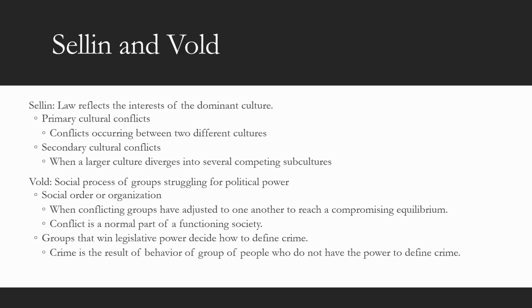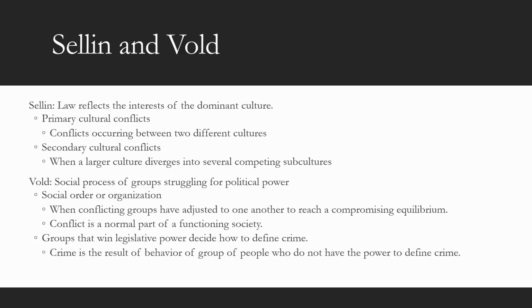So what Wald did was he said, you have groups, whether they are cultural groups or special interest groups, or just groups of people who behave the same way, right? All these groups are constantly struggling for political power. And that is a normal part of society. But not only do these groups struggle for political power, they interact with each other. And as they interact with each other through conflict, sometimes this equilibrium is reached. Right? As two groups are struggling with each other, they sort of get to know each other. You get to understand each other. Right? And so social order or organization is achieved when these conflicting groups have adjusted to each other to reach a compromising equilibrium.